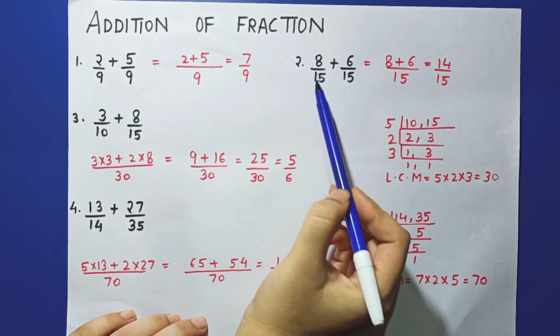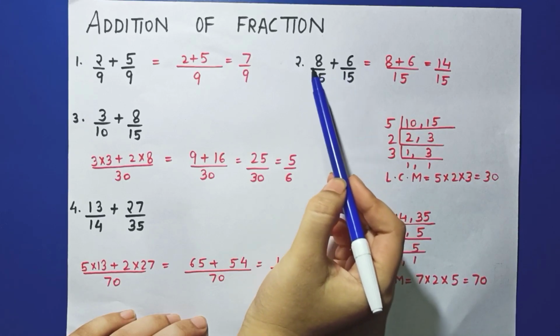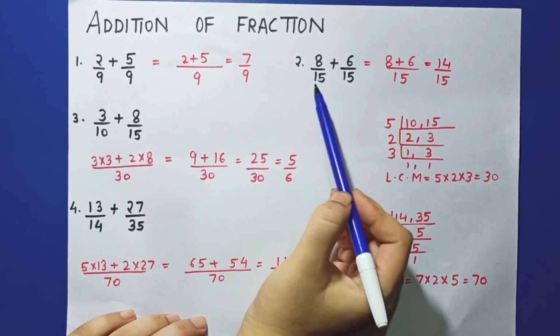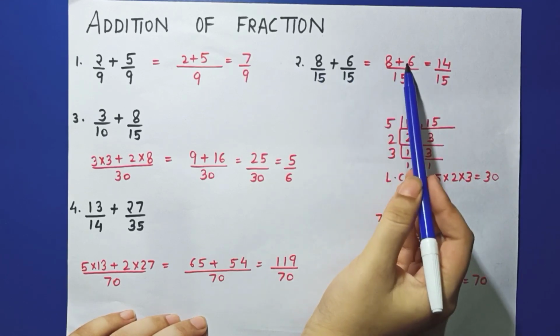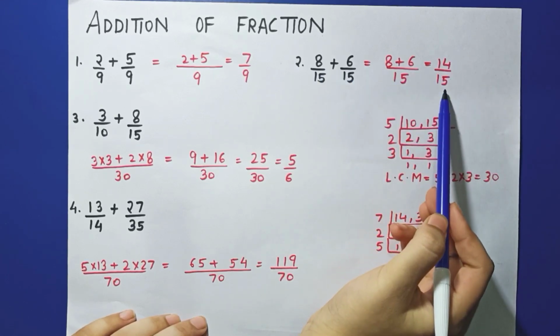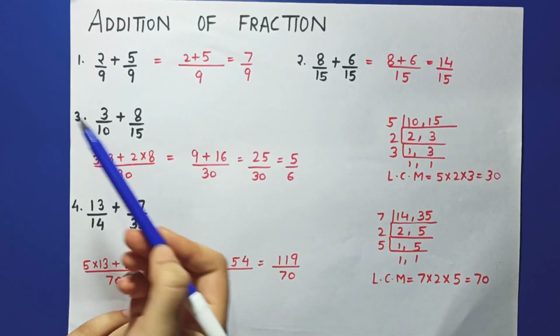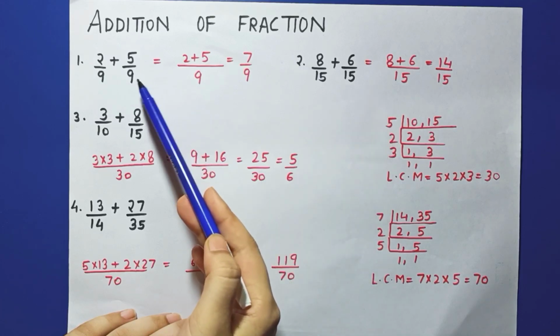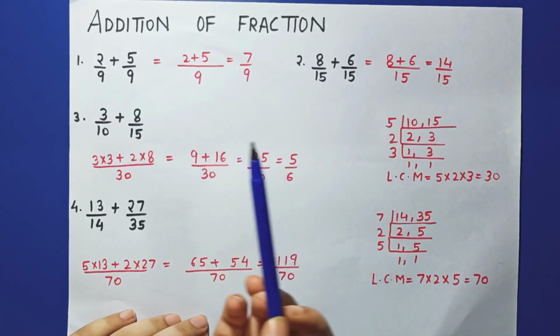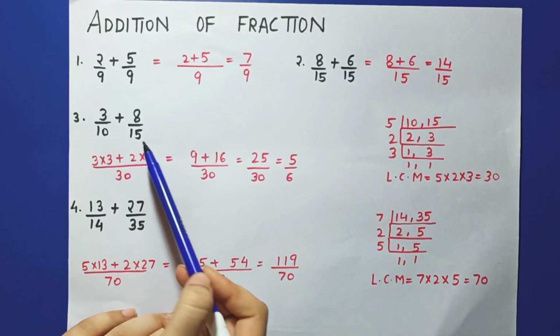Same, next example, 8 upon 15 plus 6 upon 15. The denominator here is also the same, 15. So we'll put 15 in the denominator and add 8 plus 6. 8 plus 6 is equal to 14 upon denominator 15. Now these are the easiest kind of questions, where the denominator is the same. But if the denominator is not the same, then what will we do?